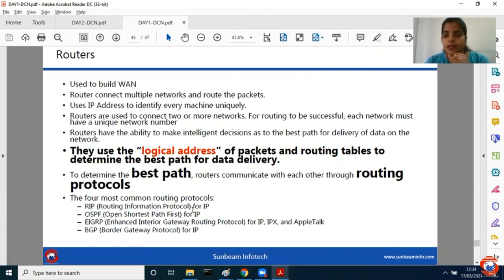Now all these protocols, there are thousands of protocols in the network. Every protocol has its own format. Every protocol has its own working style. But you do not have to worry in detail about the different protocols. But at least you should be aware of the names of protocols. For example, if I'm talking about routers, for routing the packets to the correct destination, we have different protocols. That is called routers.